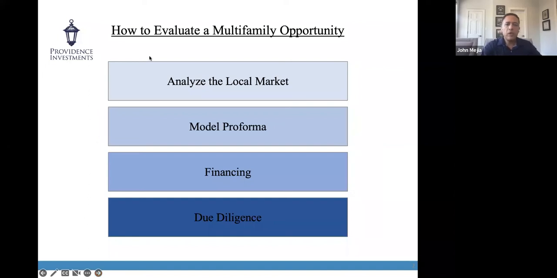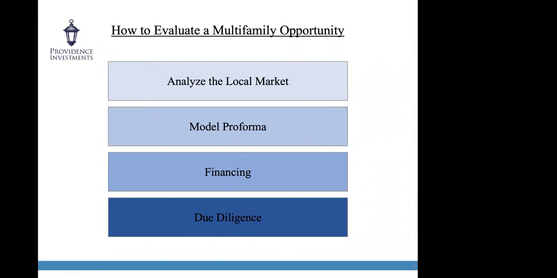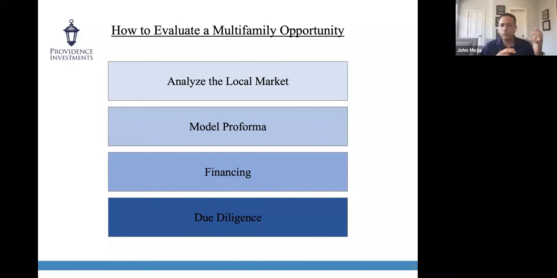So first and foremost, how to evaluate an opportunity. You need to analyze the local market. A lot of people go into deals. You have some institutional individuals, equity firms or institutional players, that like to go to primary markets. Those are the Nashvilles, Atlanta, the Dallas markets. And those markets will present a different matrix, different return, and also different challenges.